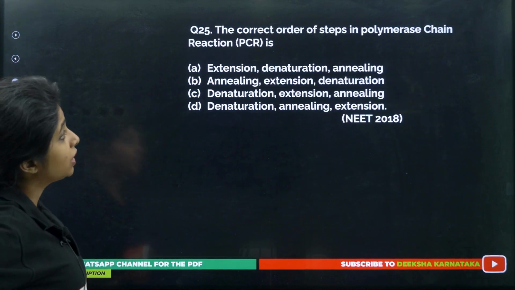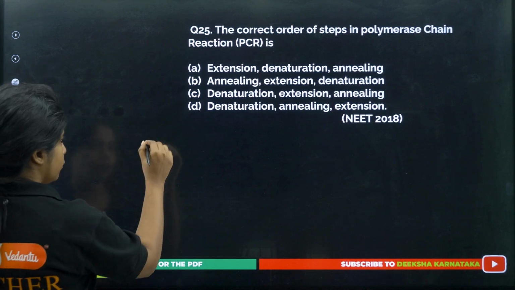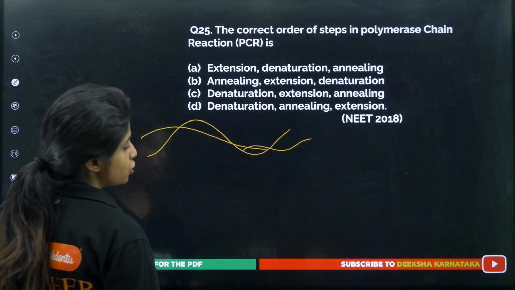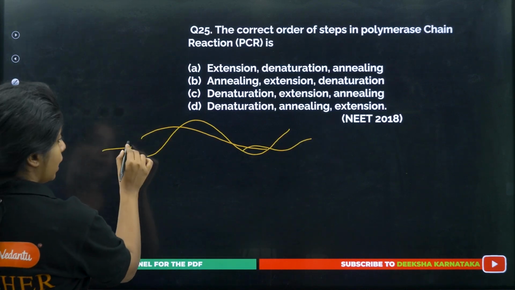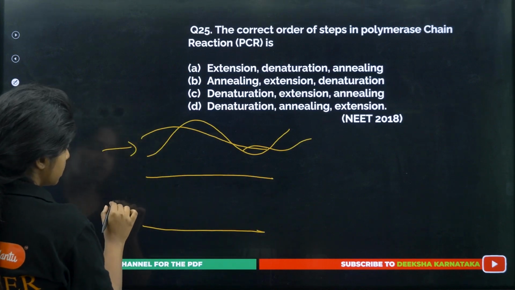25th, the correct order of steps in polymerase chain reaction is. Polymerase chain reaction means you want to create multiple copies of the DNA, so many. It's a machine that is being used. Over here the first step will be that I want to denature, I want to separate the DNA strands. That is known as denaturation.